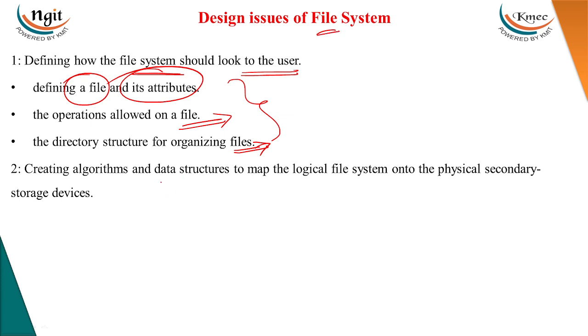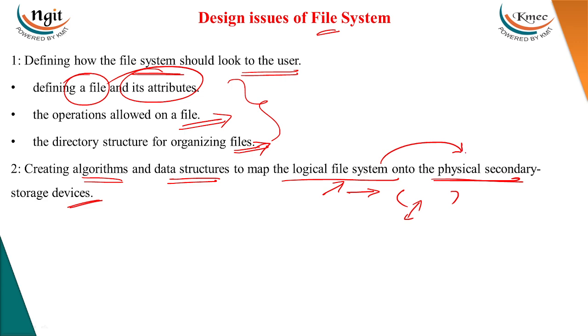The next design issue is creating algorithms and data structures to map the logical file system to the physical secondary storage device. That means for this logical file system, we need to write algorithms and create some data structures, some data variables, so that it can be mapped easily to secondary storage, that is, your hard disk or solid state disk. These are the two issues that come with file systems.